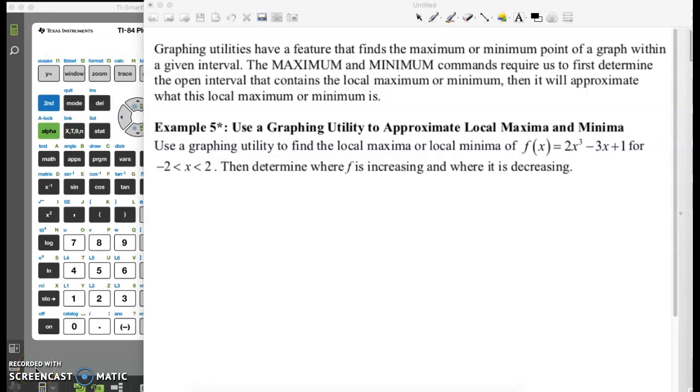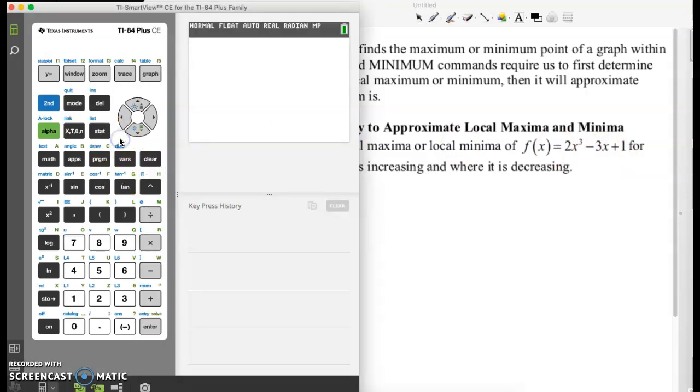Let's examine how to find local max and min using a graphing utility. First thing I want to show you is how to use a graphing calculator. We're going to graph the function f of x equals 2x cubed minus 3x plus 1 for the interval from negative 2 to 2. So first off in our graphing calculator, we're going to push the Y equals button, which is at the top left-hand corner of your calculator.